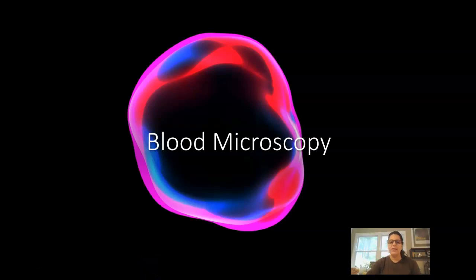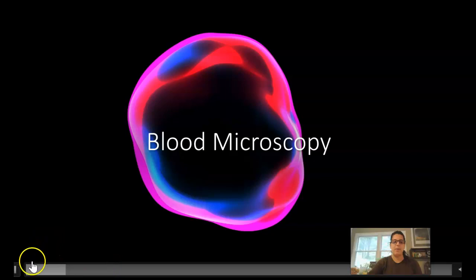This lecture video is going to look at blood microscopy. So how do we make a blood smear? And then once we make that smear on the slide and we look at it under a microscope, how can you tell the different types of cells that make up the blood?